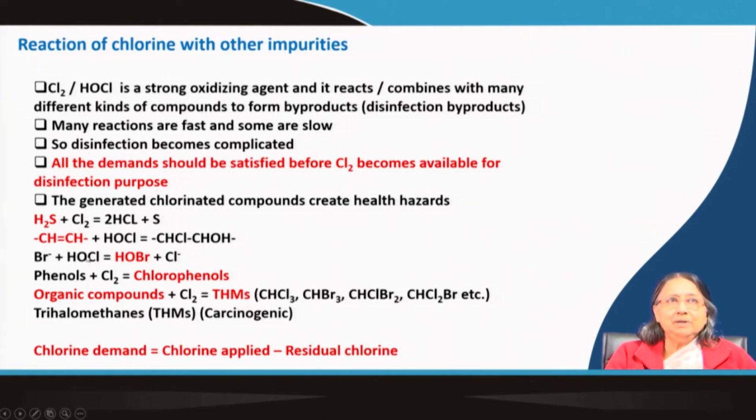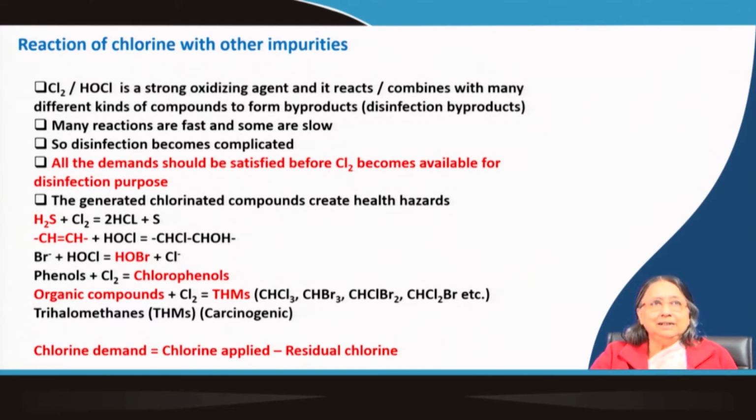And then there may be some compounds containing double bonds, unsaturated compounds. We know that in a double bond an addition reaction can occur, so HOCl can be added across the double bond, forming this compound. And now bromide, you know sea water can contain bromide. Many places may have bromide concentration in water. So, when you disinfect that type of water, HOBr, hypobromous acid, is formed.